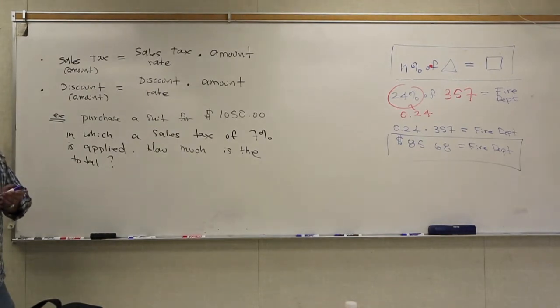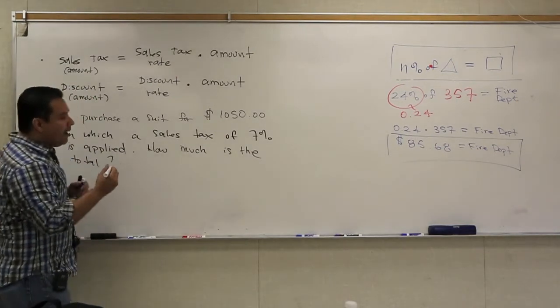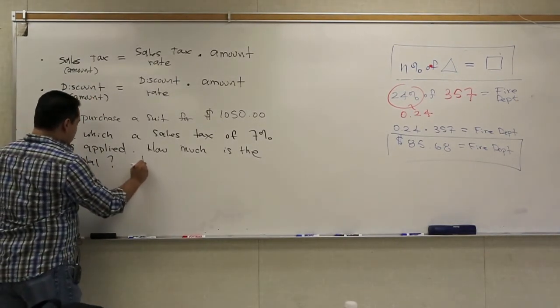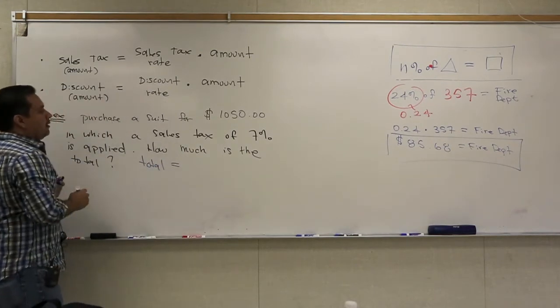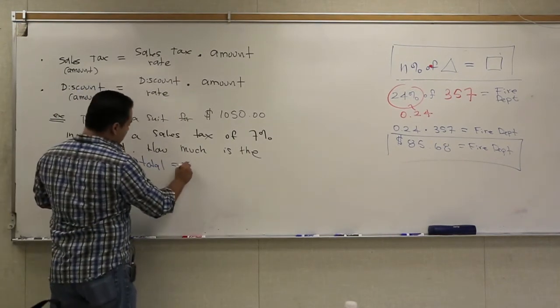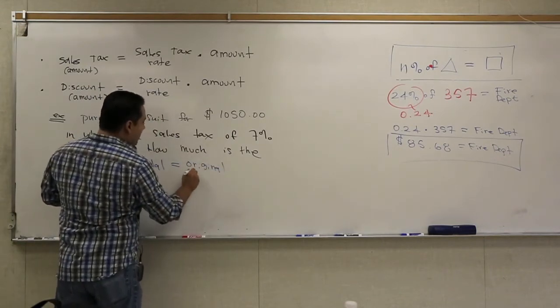Now, what do you guys know? How do you get the total here? How would you get the total amount? Stop and think about this. What happens is that, isn't the total equal to what? Good, the original amount plus the sales tax.